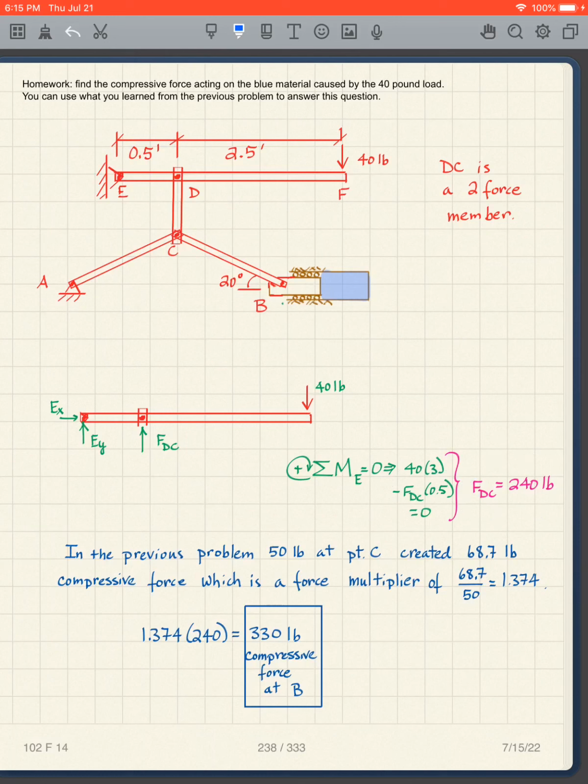Well, okay. So now what do I have? My multiplier was 68.7 divided by 50, which is 1.374. So now I'm putting on 240 pounds. So I multiply 1.374 times 240, and I get 330 pounds compressive force at B. So our machine works a little bit better now, because now I'm putting on 40 pounds and I get 330 pounds. So by adding this extra feature to this compressor, we get even more force out of it.